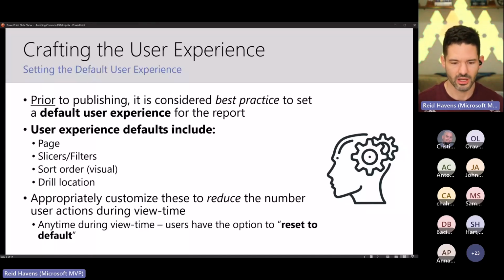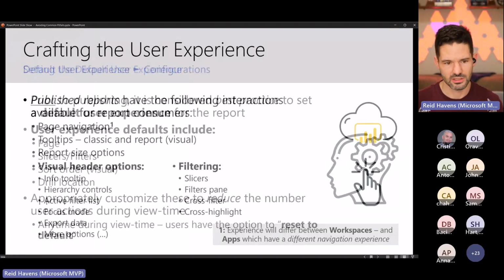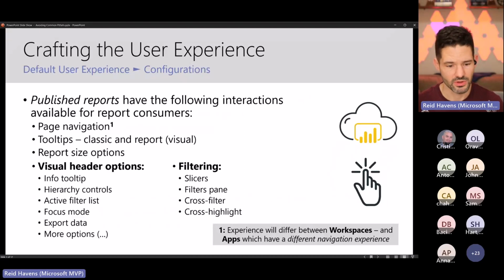And many of them are either useless, broken, or can confuse the user. So we'll talk a lot about what defaults we can set, such as some of the things that we see here on the page, everything from your pages to your slicer selections, sort orders, all those things that can be set and configured to shorten the path from opening the report to getting to the final results. Lots of different things can be configured.